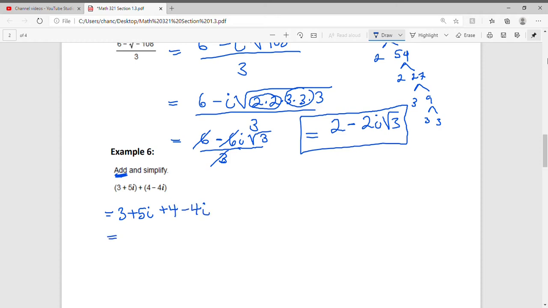Then collect like terms. 3 plus 4, that's 7. We have 5i minus 4i, that's 1i. And of course, we don't have to write it as 1i. I could just have put 7 plus i. That looks better. And that is a good solution.